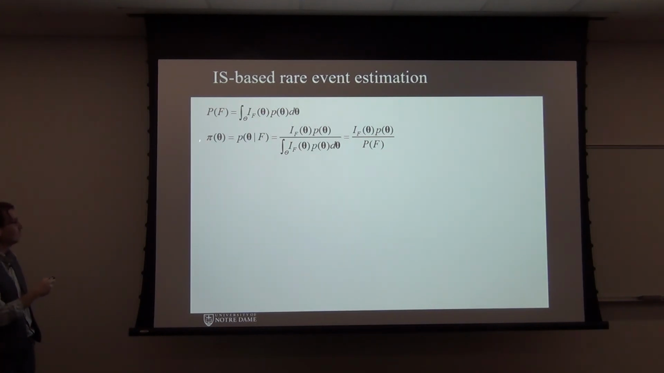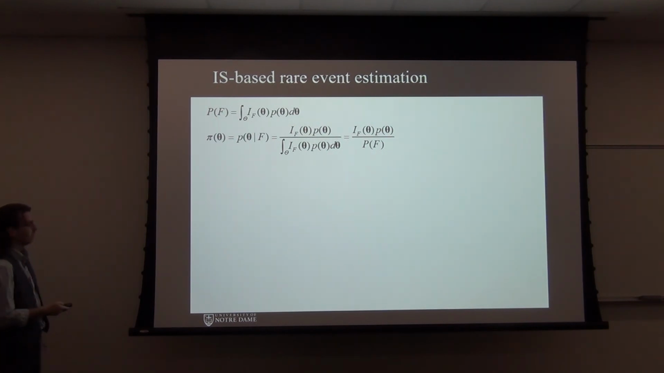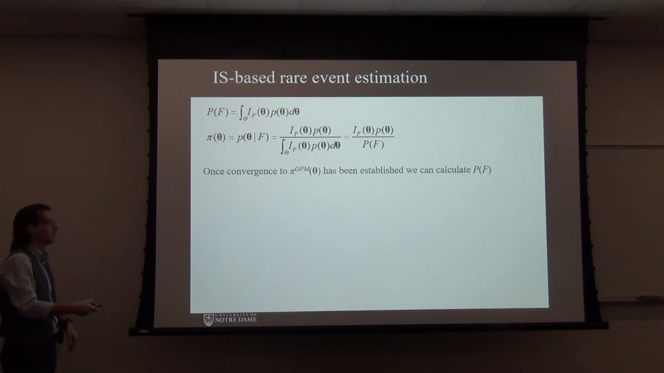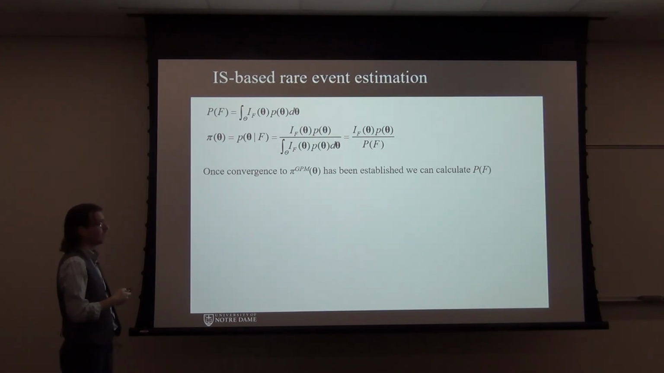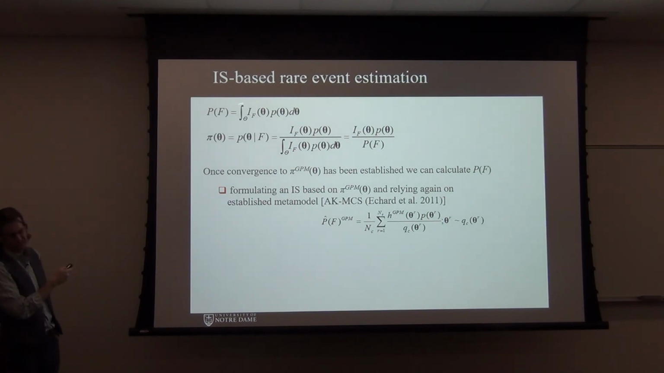In this case, your target density is the integrand, or the probability density for your theta conditional on a system failure. And in terms of now, after you converge to your target approximate density, ultimately our goal is to estimate this probability of failure.